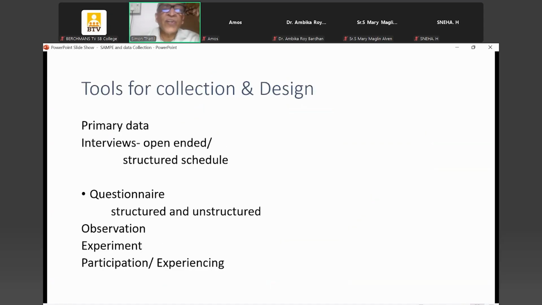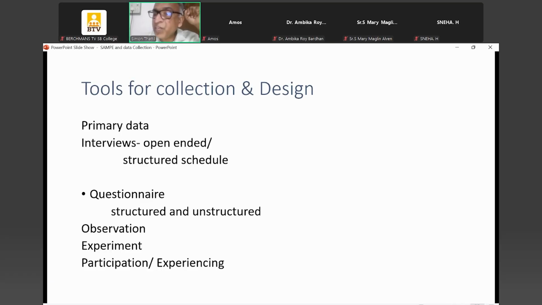So what are the tools for collection? We have the tools which are separate for primary data. You have your interviews, open-ended. I'm coming to this again, so I'm just giving an overview here. So you have interviews which could be open-ended or close-ended, and you have structured schedules. You have questionnaires which could be structured or unstructured. You can also, although they're less used, have in social science observations, experiments, participation, experiencing. All these could be used in collection of data.